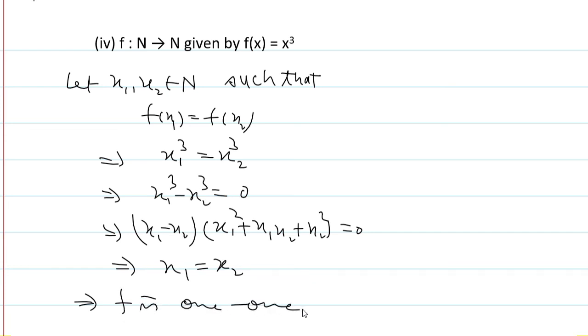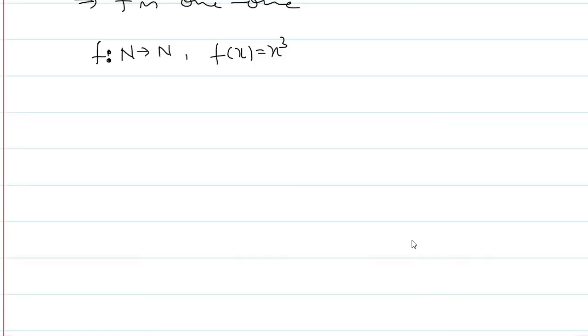Now let us check whether f is onto or not. Now let us take 2 belonging to N, a natural number in the codomain, such that 2 is equal to f(x). This implies 2 is equal to x cubed.